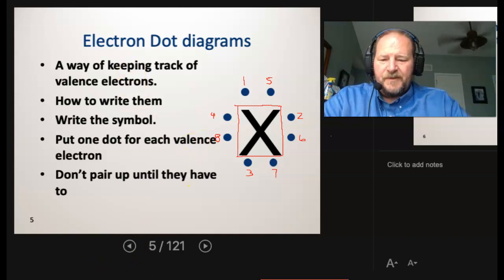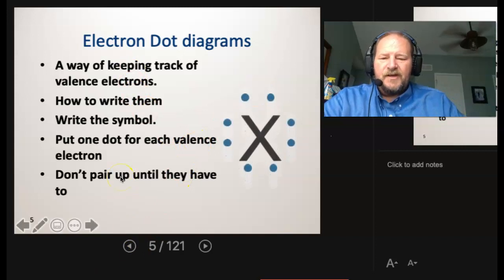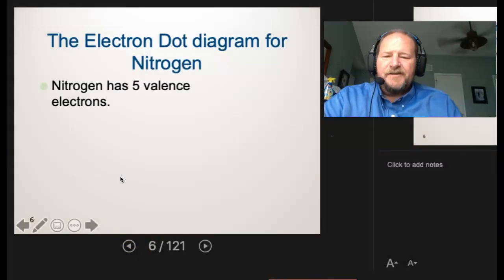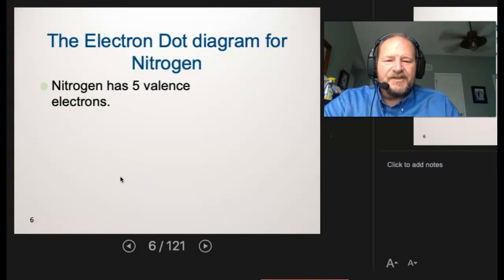Oh, let me turn the pen off. There we go. Let's try this again. So we'll do nitrogen. Okay, so we're going to have 5 valence electrons because nitrogen's in 5A.